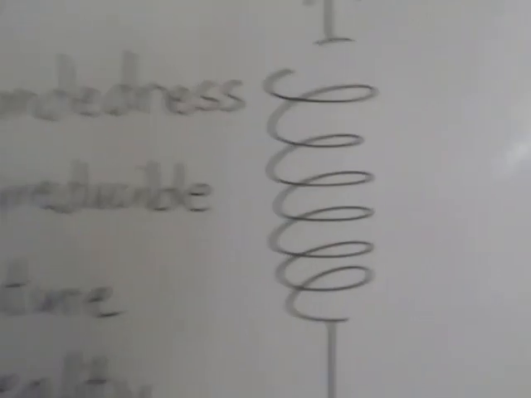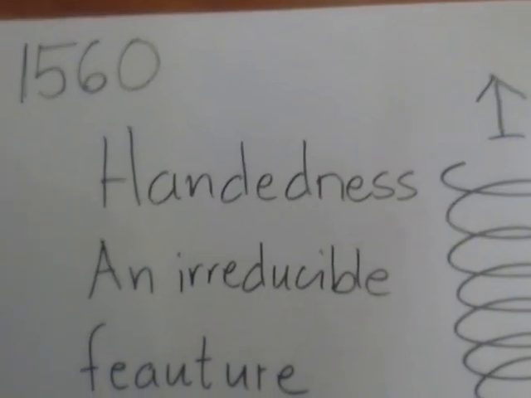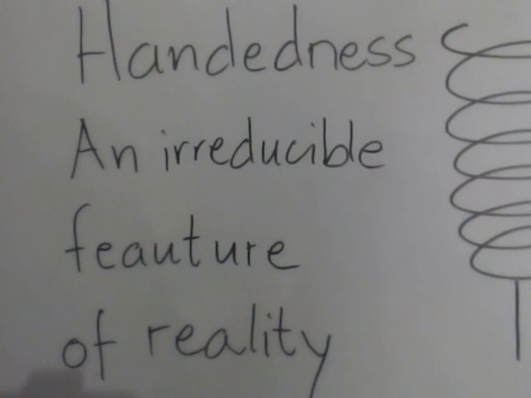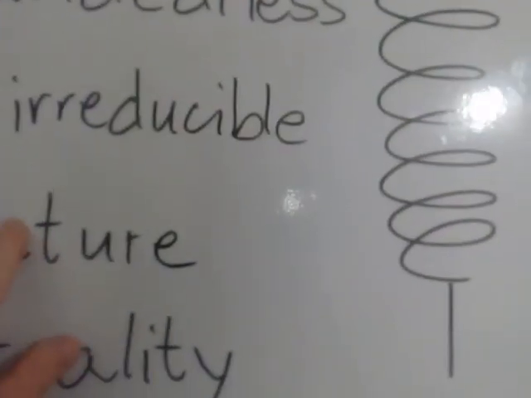Let's have a look, see here. Handedness, an irreducible feature of reality. And it's what builds up every other aspect of reality, like mass, extension, dimensionality, depth, and difference. Chirality is the first irreducible difference. It cannot be erased.